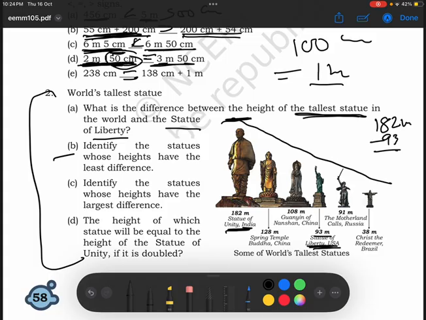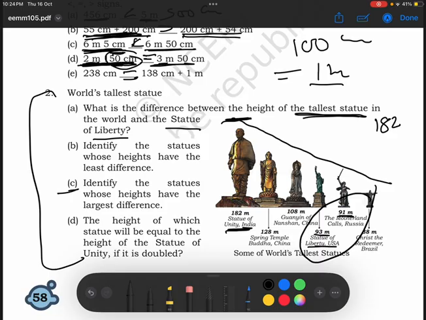Question number B is, identify the statues whose heights have the least difference. So we have to find the least difference among these. As you can see, the Statue of Liberty is 93 and the Motherland Calls is just 91. So the difference is only 2 meters. So this will be the pair. Okay, we have to write the name of the pair of statues where the difference is least.